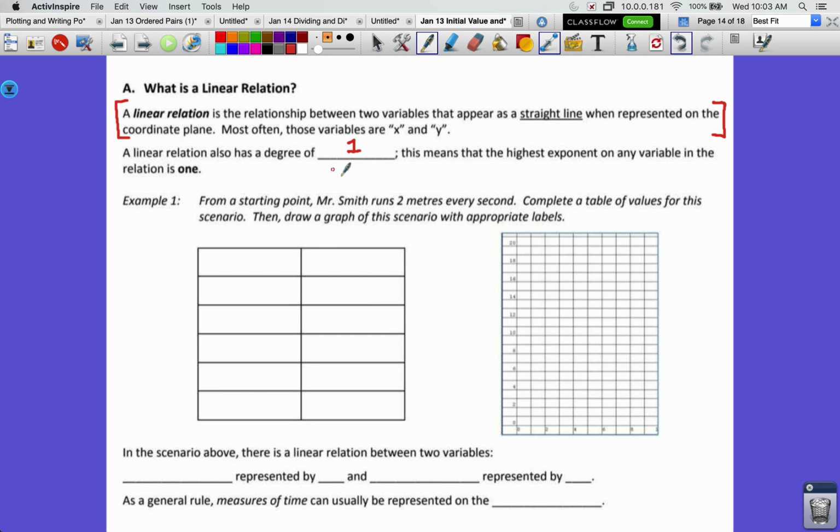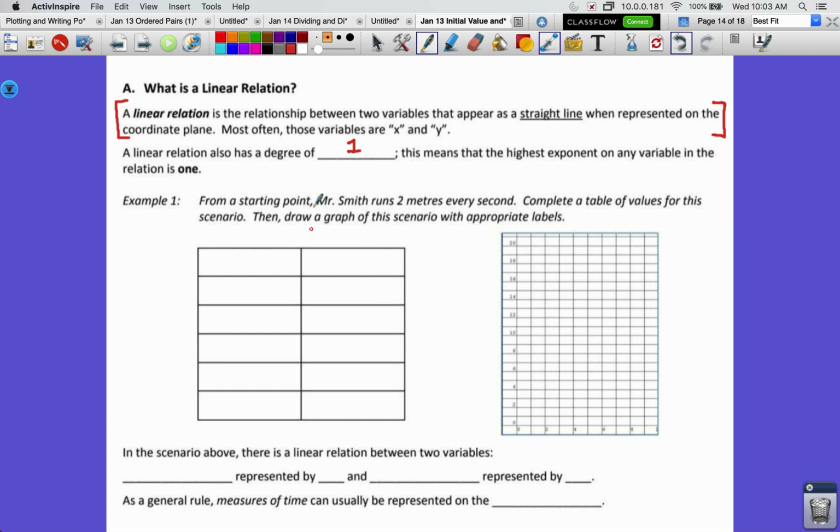And I bet you can figure out that if it's degree 2, the biggest exponent's a 2. If it's a degree 3, the biggest exponent is a 3. All right, so from a starting point, Mr. Smith runs 2 meters every second. Complete a table of values for the scenario, then draw a graph of the scenario with appropriate labels.